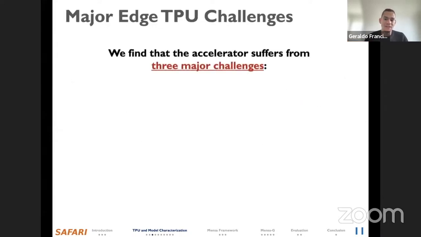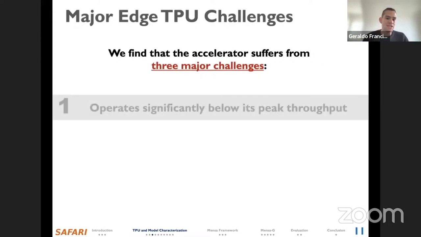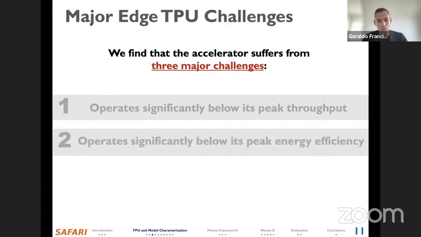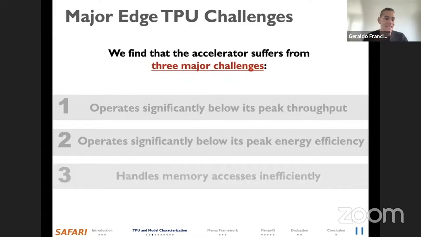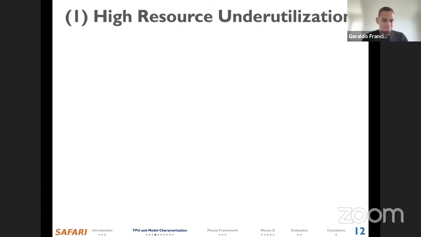We found 3 main challenges faced by the HTPU accelerator when executing those 24 different machine learning models. The accelerator operates significantly below its peak throughput, operates significantly below its peak energy efficiency, and handles memory accesses quite inefficiently. So I'm going to go into more details about each one of those challenges next, starting with the problem that leads to low utilization from the accelerator itself, leading to low throughput.